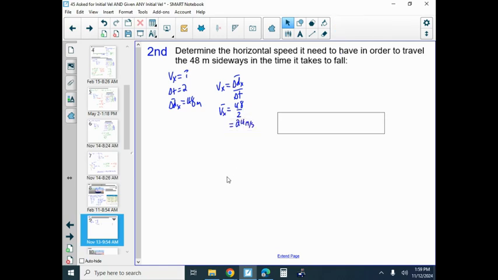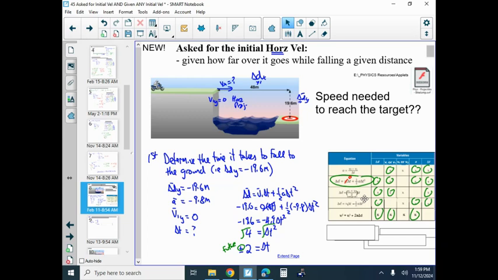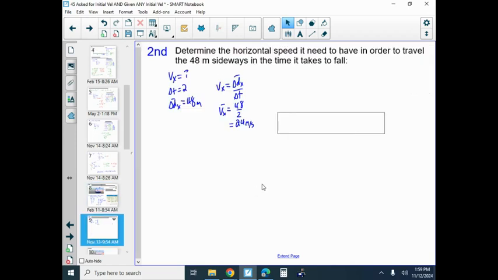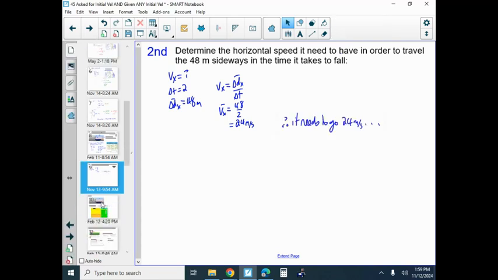It's really common for students to use a uniform acceleration equation, which technically you could do, you just have to make sure there's no acceleration, so the acceleration value would be 0. Really you just have velocity equals displacement over time in that type of equation. So it would be 24 meters per second. That's the speed you need.